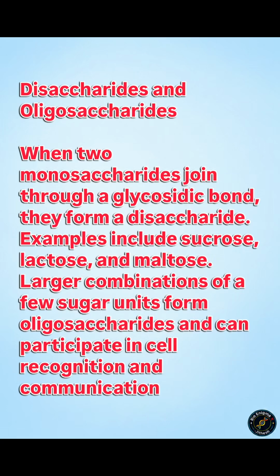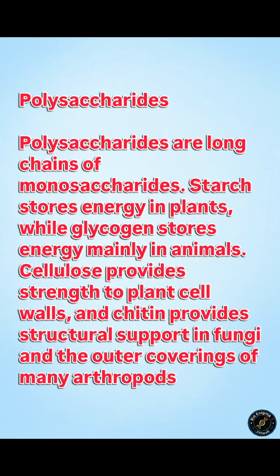Disaccharides and oligosaccharides. When two monosaccharides join through a glycosidic bond, they form a disaccharide. Examples include sucrose, lactose, and maltose. Larger combinations of a few sugar units form oligosaccharides and can participate in cell recognition and communication.